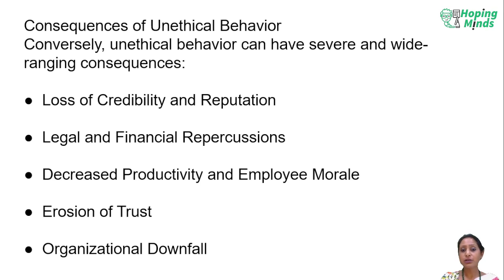Organizational downfall. How does organizational downfall happen? Well, organizational downfall happens because of loss of credibility, as we read, loss of reputation, as we read, loss of legal face that we saw, loss of legal and financial repercussions when they are there, when we do not know how to handle justly and fairly.